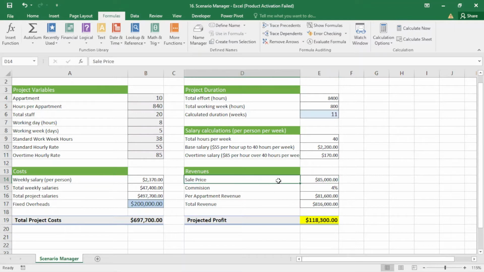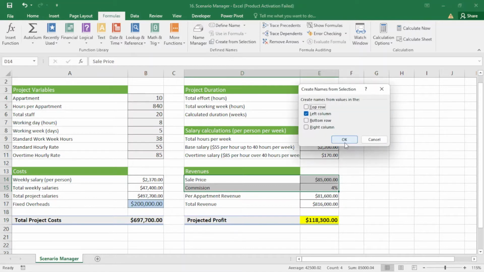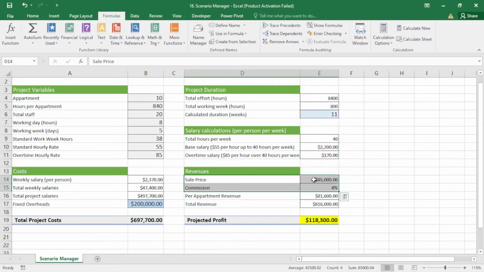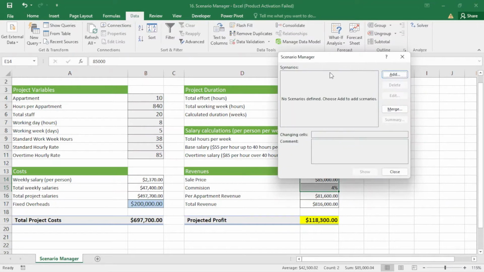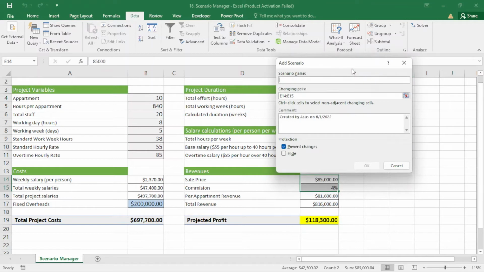So first of all, I should name my ranges because it's very helpful. I come here to the formula and create from selection. Left column is okay, and okay. Now, before that I have to select these two, and I come under the data, under the what if analysis and scenario manager. You can see here I can add a scenario from here, add.